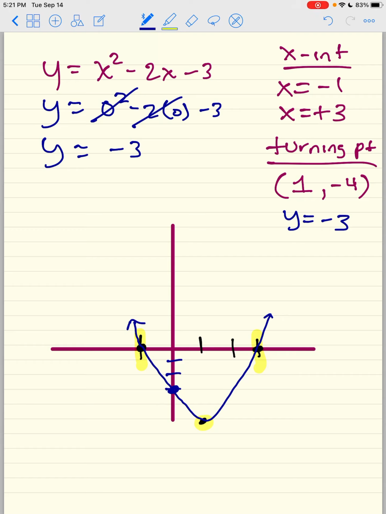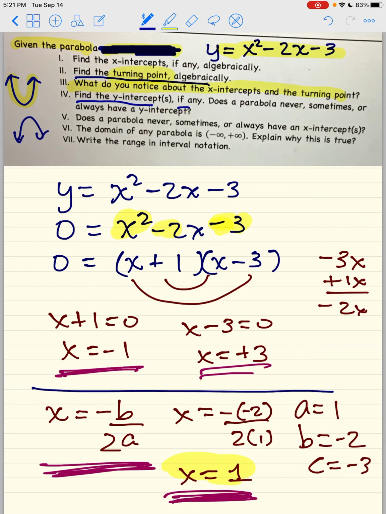Okay? So the reason why I know it opens this way is because when the number in front of the x squared is positive, it opens up. We say it's concave up.